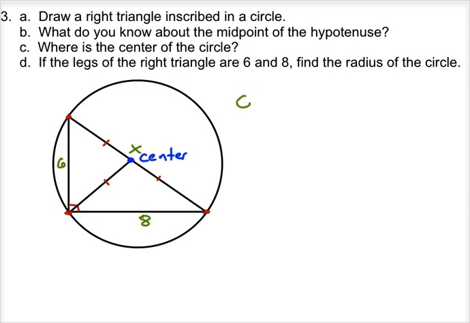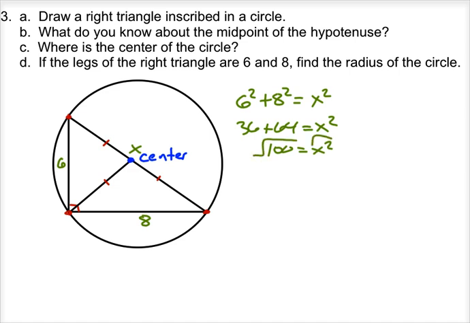So let's go through 6 squared plus 8 squared equals x squared. 36 plus 64 equals x squared. 100 equals x squared. We take the square root of each side. So I know that the entire hypotenuse is 10, which means the diameter is 10, and the radius would be half of that. And I get that the radius is 5.